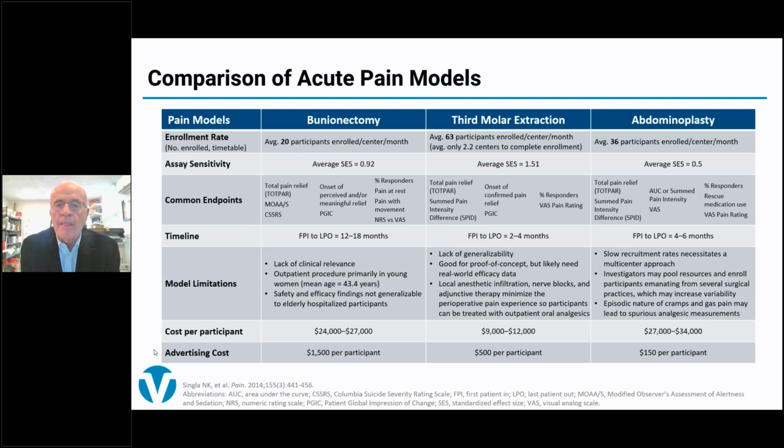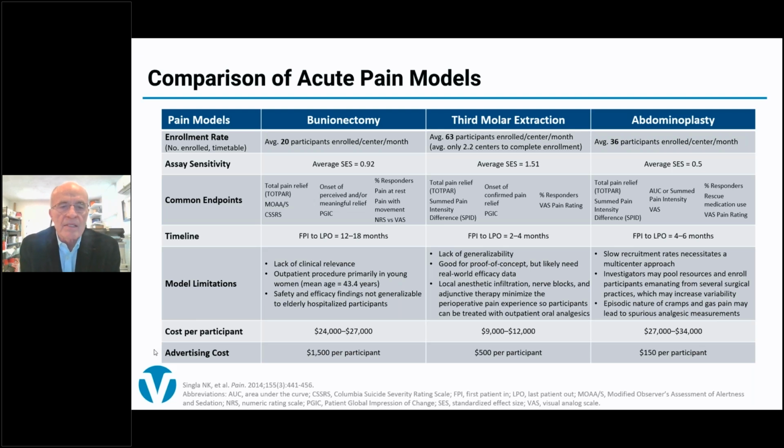And then the abdominoplasty. This has slower recruitment rates than the third molar, and maybe some of the others. It usually requires several centers, and so there are limited sites that can do this. And there are some potential complications, from the general anesthesia, but mostly from the operation itself, but limited.